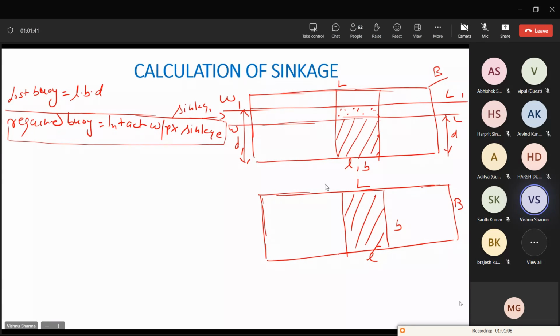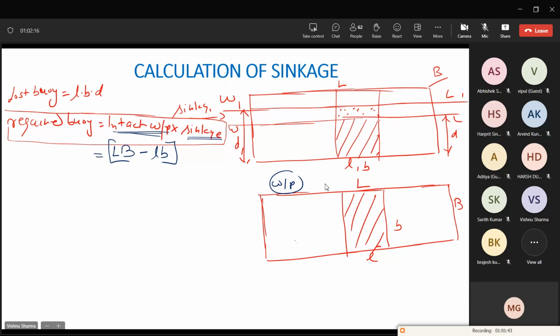What I am trying to say is regained buoyancy will be the intact water plane, that means the remaining area of the page multiplied by the thickness of the book, which is sinkage in this case. Correct, beta? Understood? Okay. And what is intact water plane in this case? Intact water plane is, look at the lower diagram. This is the water plane diagram. Intact water plane is whole water plane minus lost water plane. Do you agree with me? Yes. Correct, beta?